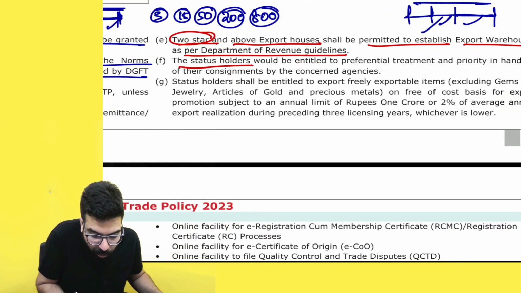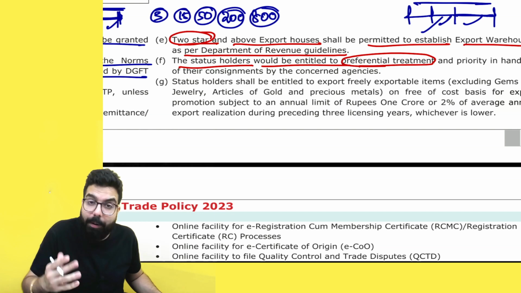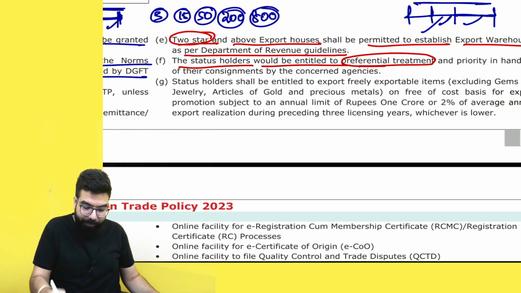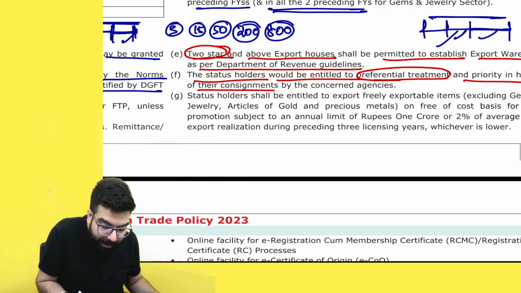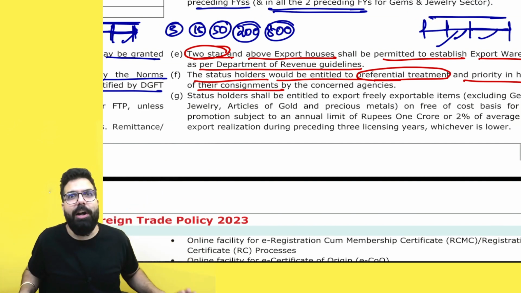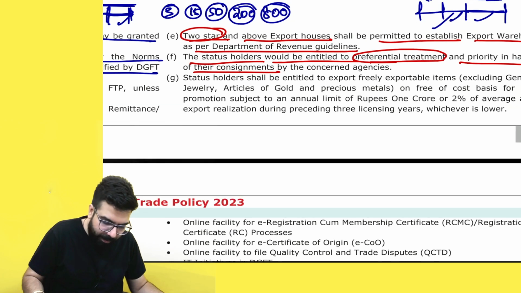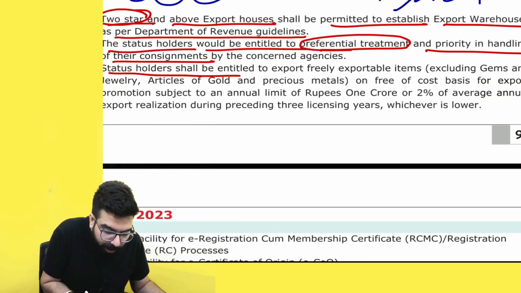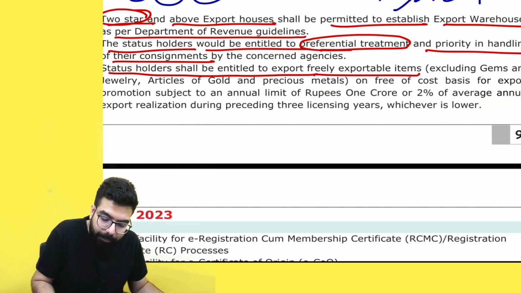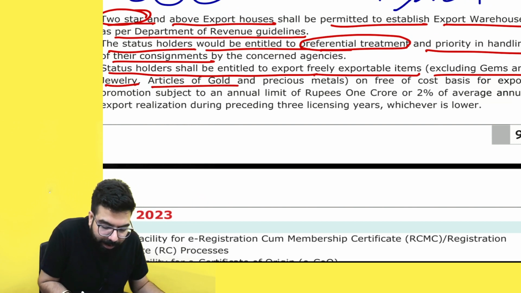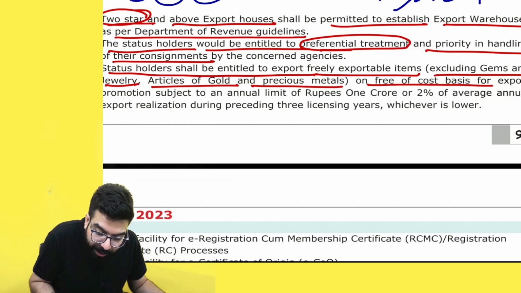Then the status holder would be entitled to preferential treatment. Baba, you will be given preferential treatment. Then priority in handling of their consignments, import and export related consignments which are there for the status holder, quick clearances will be given. Then the status holder shall also be entitled to export freely exportable items including gems and jewelry, articles of gold and precious metal on free of cost basis.